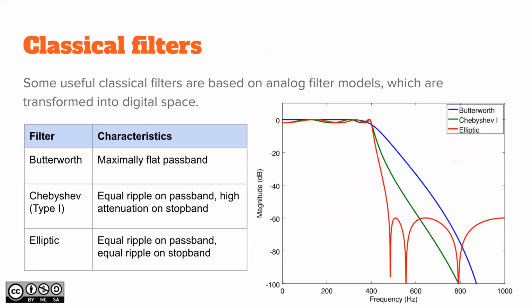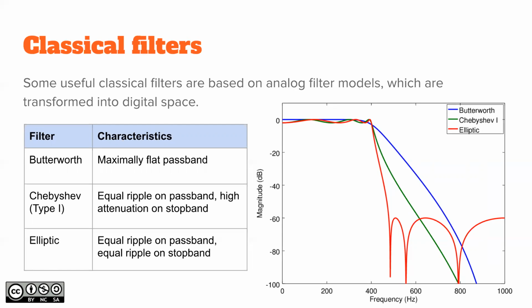But on the other hand, there are also functions to do it if you find them. But anyways, then we have these classical filters. We have Butterworth, Chebyshev, and elliptic filters. So Butterworth, if you remember, that's the flat response on passband, while Chebyshev type 1 has equal ripple on passband and high attenuation on stopband.